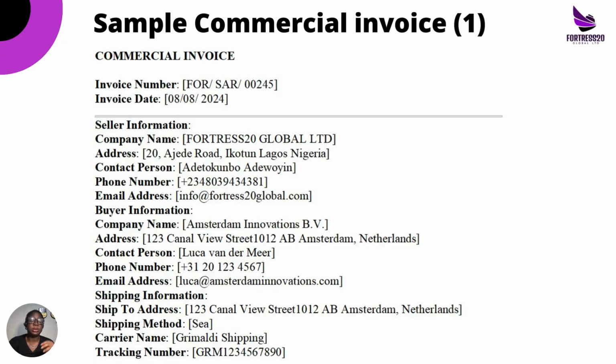Here is a sample commercial invoice highlighting some of the steps that we listed earlier. The title, commercial invoice, the invoice number, the invoice date, the seller information, which covers the company name, address, contact person, phone number, email address. Then the buyer information, which covers the company name, address, contact person, phone number, email address. Next is shipping information, the ship to address, the method of shipping, the carrier name, and the tracking number.